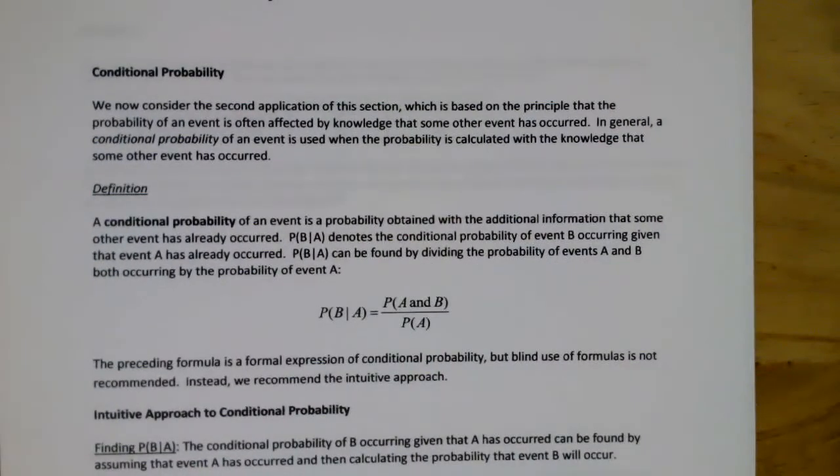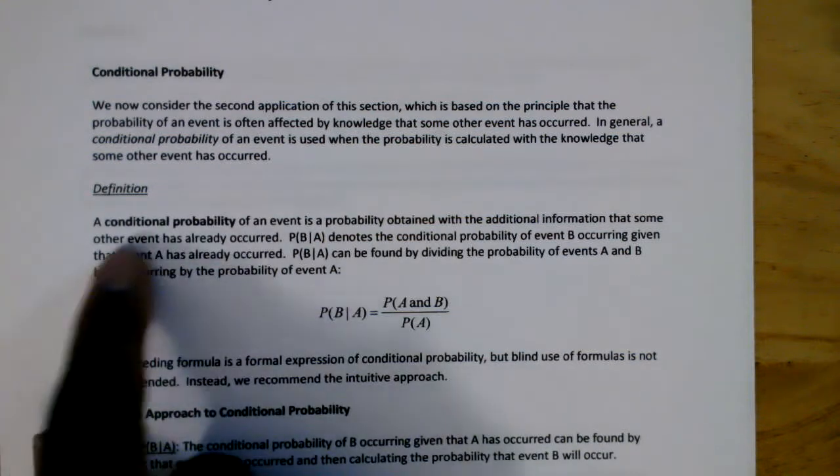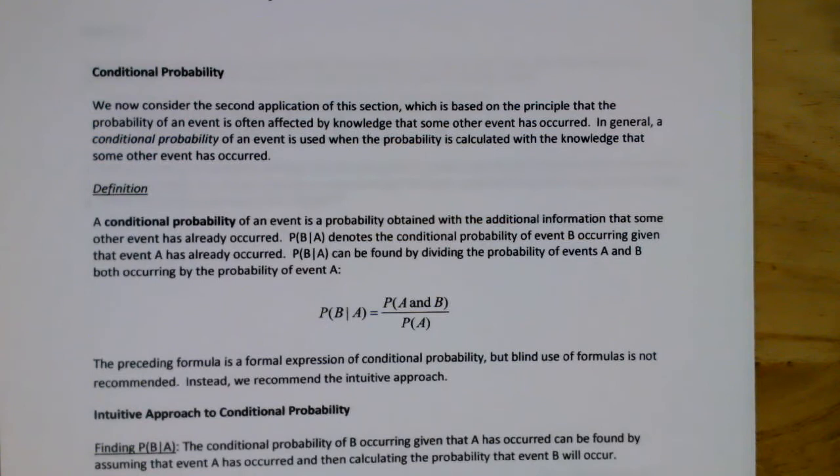Now we consider the second application of this section, which is based on the principle that the probability of an event is often affected by knowledge that some other event has occurred. In general, the conditional probability of an event is used when the probability is calculated with the knowledge that some other event has occurred. And this is the definition of a conditional probability.